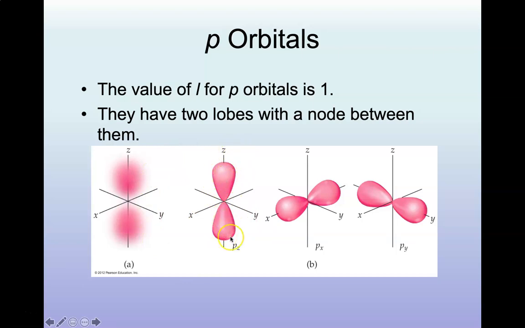Now, these are just the exact same idea as the s orbitals. You see these little diagrams, and these just represent three-dimensional space where an electron can be found around the nucleus. Again, we're assuming the nucleus is still in the very center of the three-dimensional axes.